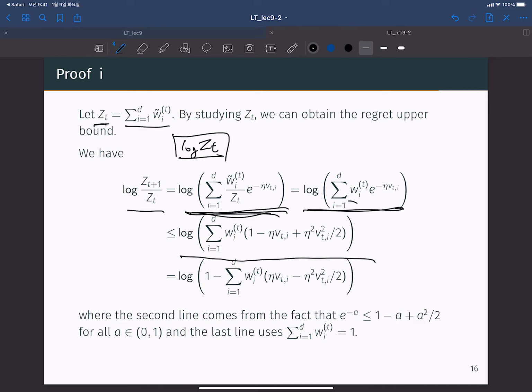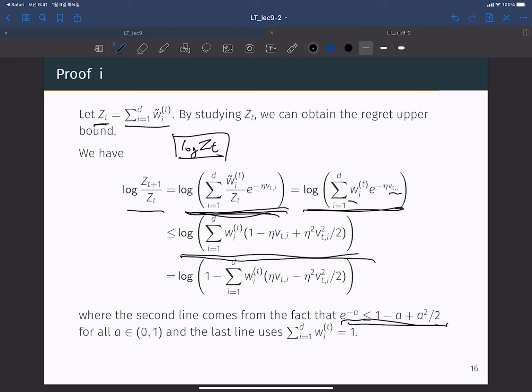because of this factor: exponential minus a is less than or equal to 1 minus a plus a squared over 2 when a is between 0 and 1. And we know that v_{t,i} is between 0 and 1. And we also know that eta is very tiny. We know that eta times v_{t,i} is between 0 and 1. So using that fact and this inequality, we have this.